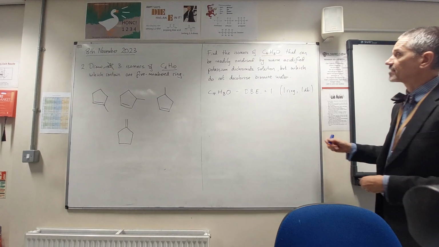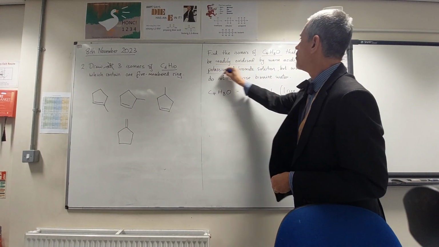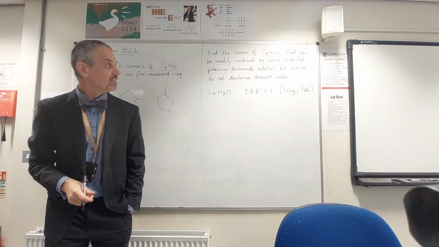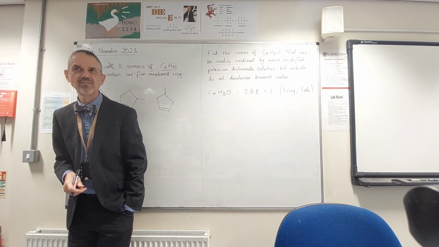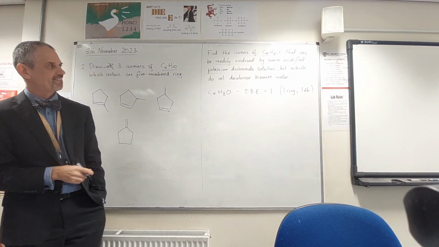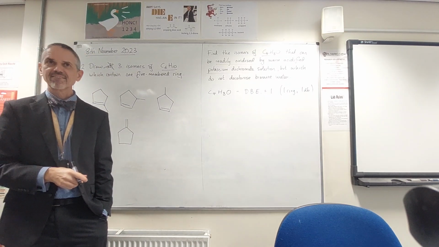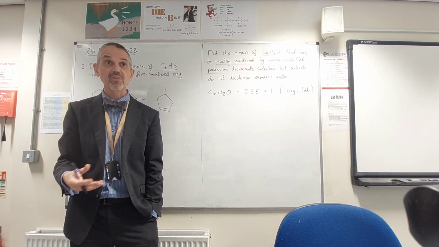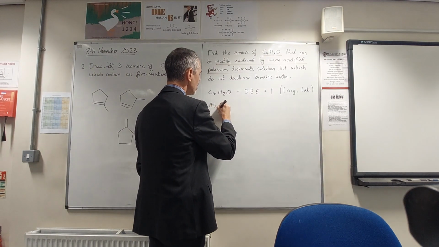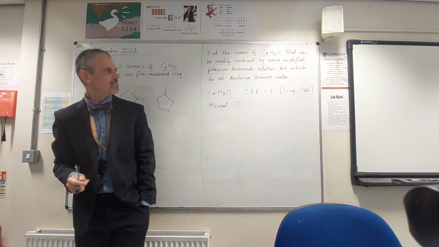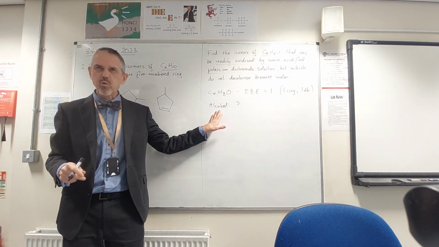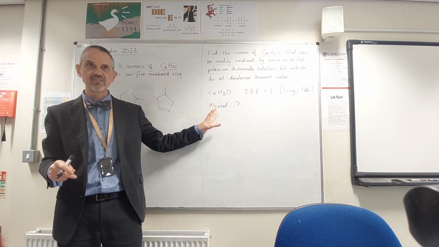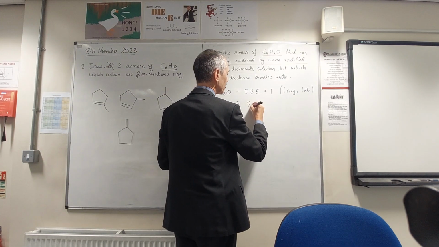Let's deal with the next fact. Readily oxidized by warm acidified potassium dichromate. What does that tell me about our molecule? It can be oxidized into a ketone or aldehyde. What is it that can be oxidized? Okay, so it could be an alcohol. Any alcohol? We'll come back to that in a moment. What kinds of alcohols can it be if it's readily oxidized by warm acidified potassium dichromate? It can only be primary or secondary.